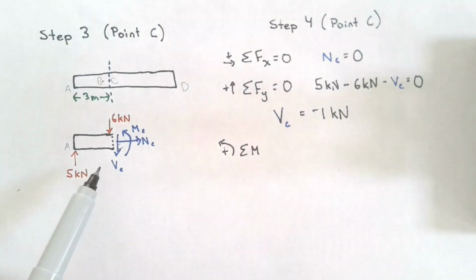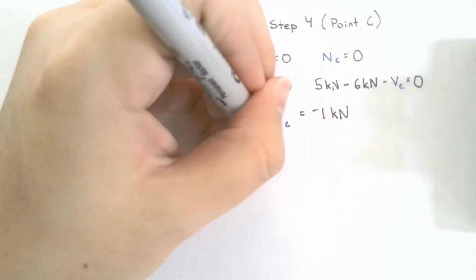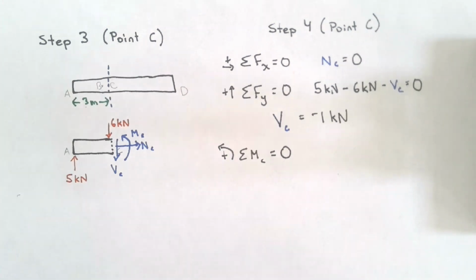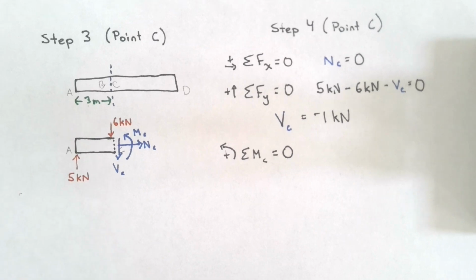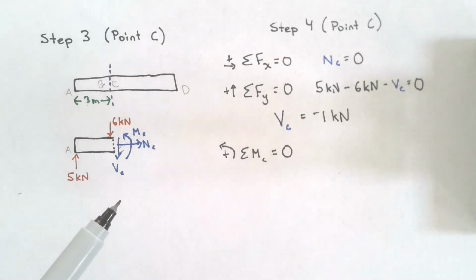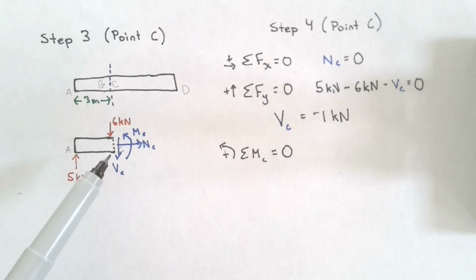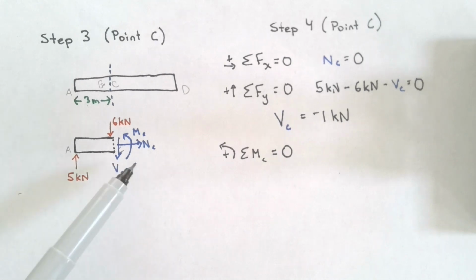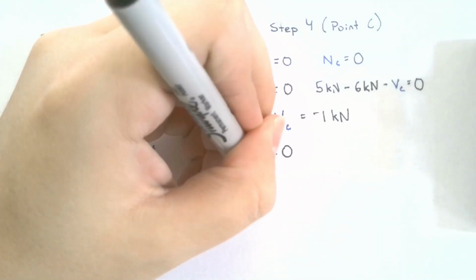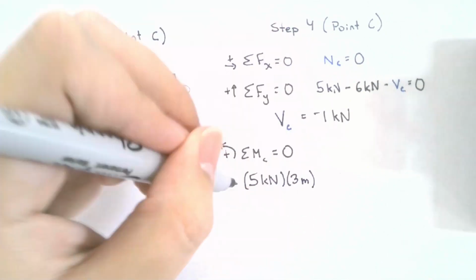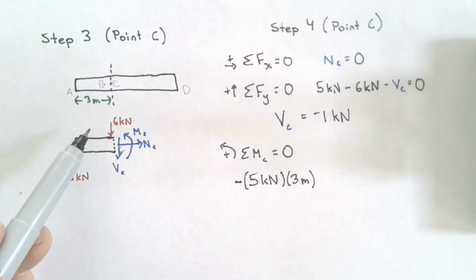Taking the sum of moments about point C, we have a 5 kilonewton force acting at a distance of 3 meters from point C. We have a 6 kilonewton force acting at a distance of almost 0 from point C, so it won't cause any rotation. And then we have a bending moment. So writing all that down, we'll have our 5 kilonewton force times our 3 meters distance, negative because the rotation is clockwise.